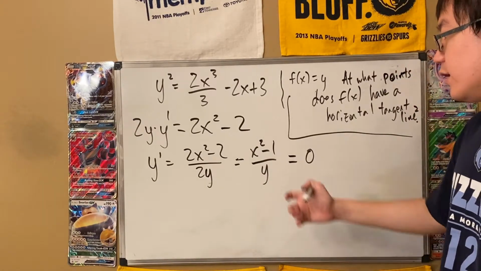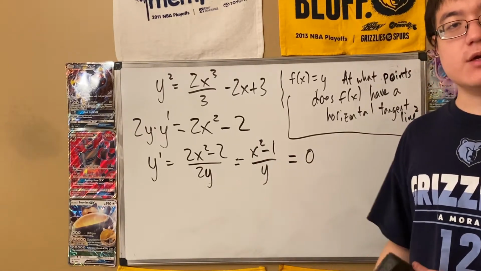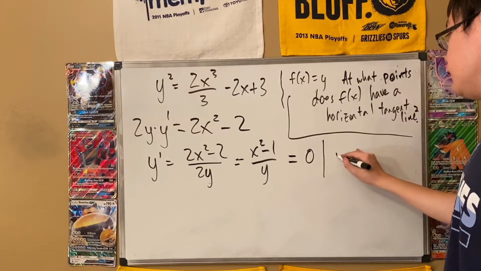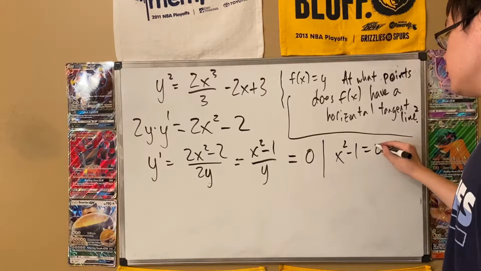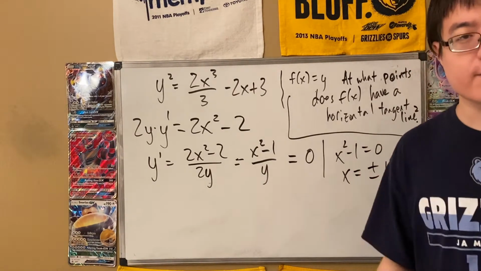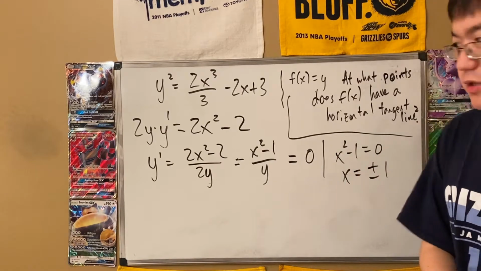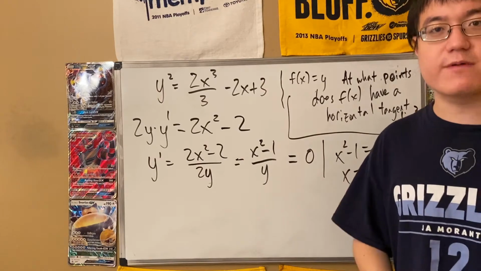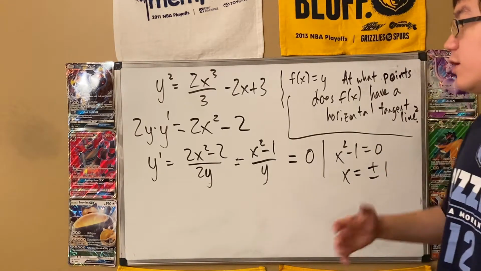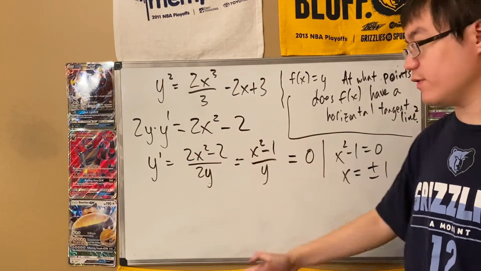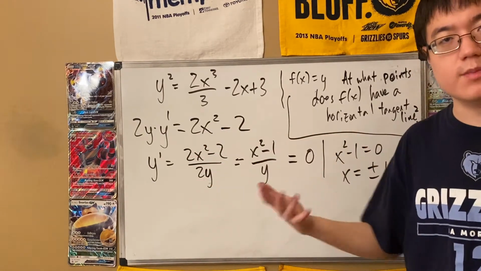So how are we going to do that? Well, if you have a fraction that's equal to 0, that just means your numerator is going to be equal to 0. So this implies that x squared minus 1 is equal to 0, so x is equal to plus or minus 1. So again, in the middle of the question, hopefully your teacher doesn't do this, I changed this to a harder question where we're not just finding the x values, we're finding the y values as well. So when you have a horizontal tangent line, you're going to set the fraction of your derivative equal to 0, meaning the numerator equal to 0.